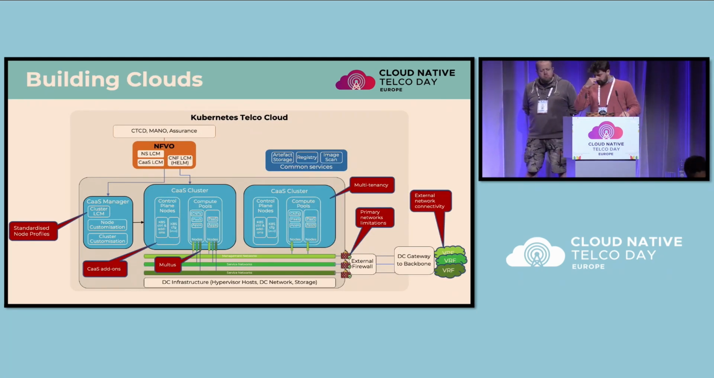This is a simplified overview of a Kubernetes-based telco cloud platform. I'll give you an overview of maybe two main areas that we have been working on in the past few months, years. One being multi-tenancy and network multi-homing. These are tightly related. And then the standardization of a catalog for things like node profiles, add-ons, among other things. So I'll start with this one.